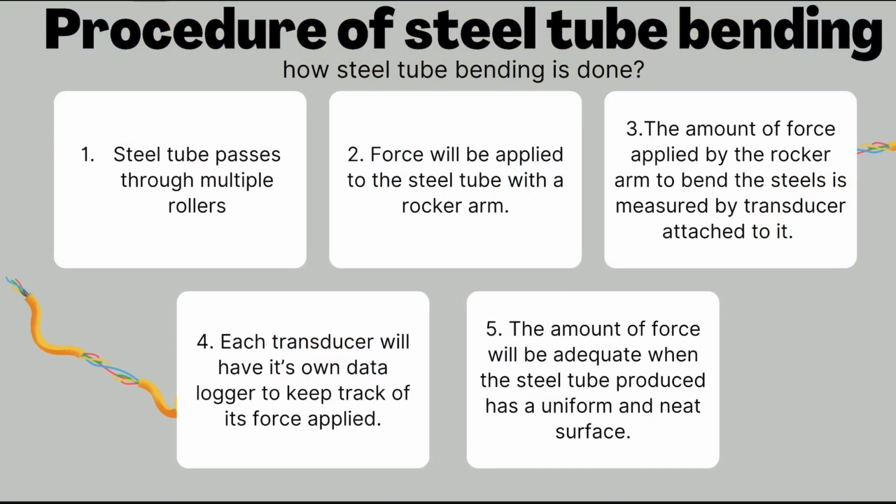So, what are the procedures of steel tube bending and how is steel tube bending done? First, the steel tube passes through multiple rollers and force will be applied to the steel tube with a rocker arm. The amount of force applied by the rocker arm is measured by the transducer. So it is important for us to have the transducer to have accurate measurement. Each transducer will have its own data logger and keep track of the force applied. The amount of force will be adequate when the steel tube produced has a uniform and neat surface.